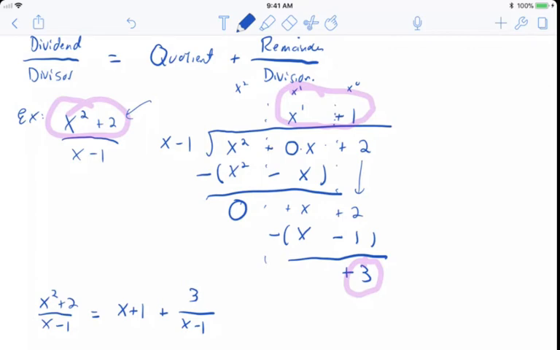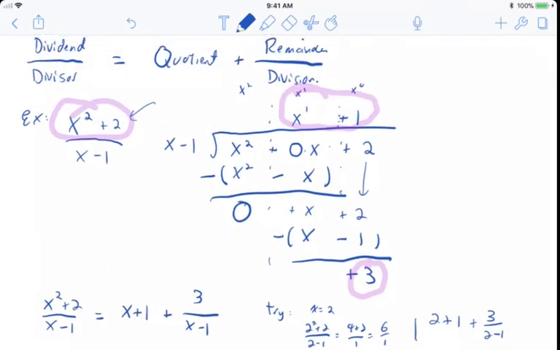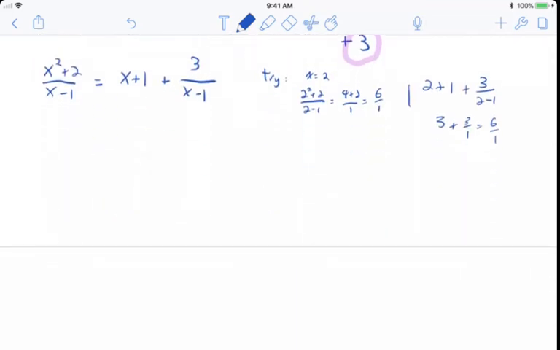Let's confirm by trying it with a number. Try it when x is equal to 2. The left side becomes 2 squared plus 2 over 2 minus 1, so that's 4 plus 2 over 1, which equals 6 over 1. And the right-hand side is 2 plus 1 plus 3 over 2 minus 1. So that's 3 plus 3 over 1, so that's 6 over 1. They both have value 6, so they're the same. Does that make sense? All right. So let's try a more advanced question, the one I had prepared for you.